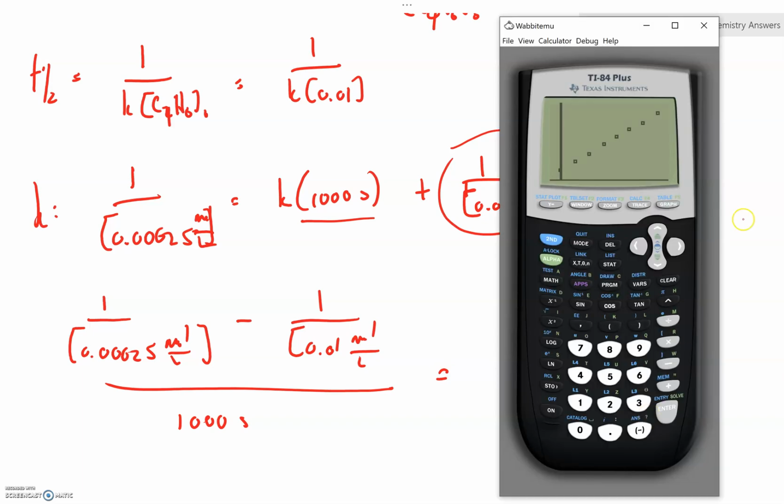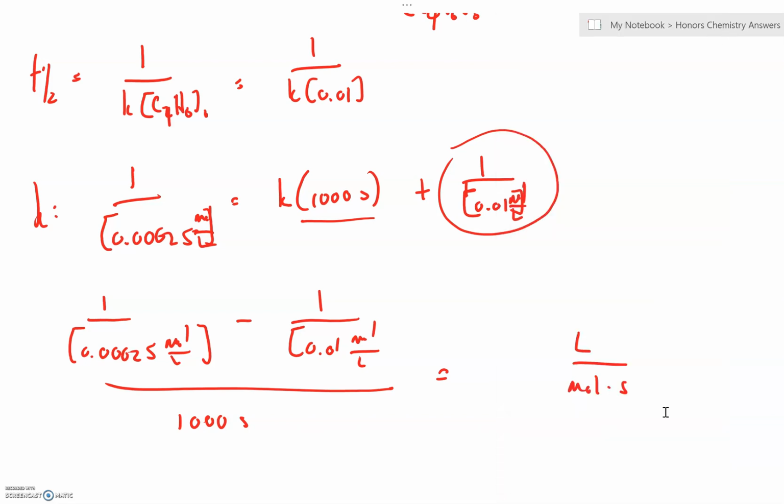Let's turn our calculator back into a calculator, and we'll say, now watch this, 0.00625 inverted minus the inverse of 0.01, and all of this divided by 1,000 seconds. That is our rate constant k, otherwise known as 0.06 liters over moles seconds.